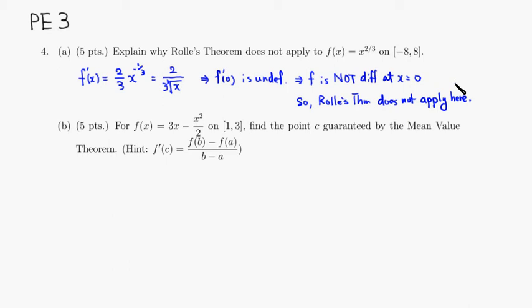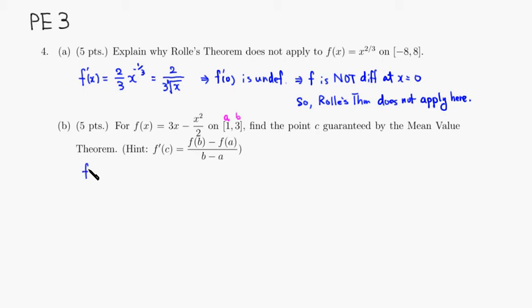Alright, so let's do part B. For f of x equals 3x minus x squared over 2 on the interval from 1 to 3, we immediately know that a is 1 and b is 3. We want to find the point c guaranteed by the mean value theorem, which is given here. So let's find f prime first.